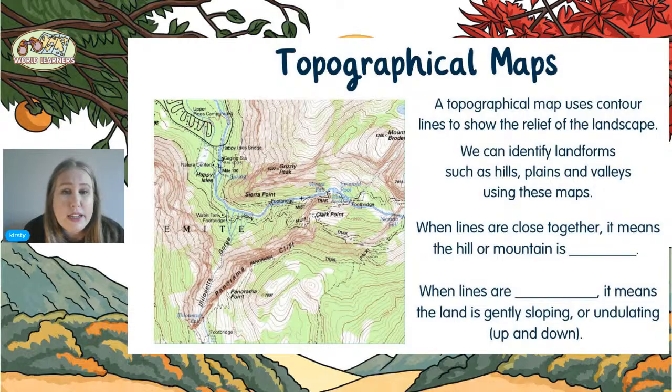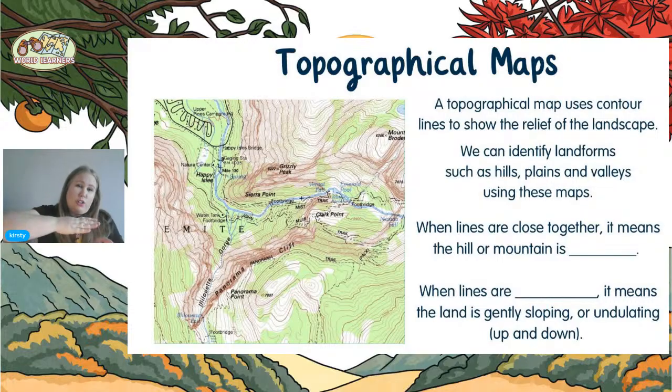And when the lines are something, it means the land is gently sloping or undulating, going up and down more gently. What words would you fit in those gaps? We think the first one, the mountain is high. Okay, is it high up? Yeah. So we're trying to find a word to fit in that bottom gap as well. Steep, Aurora. Yeah, I think that's a good way to describe it.